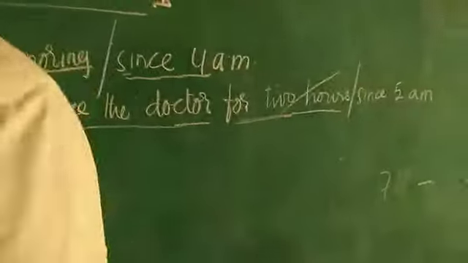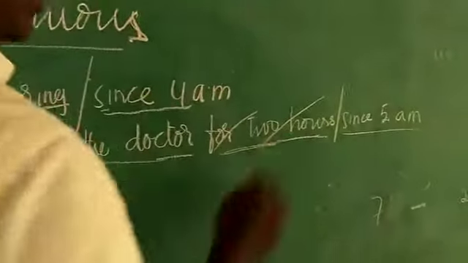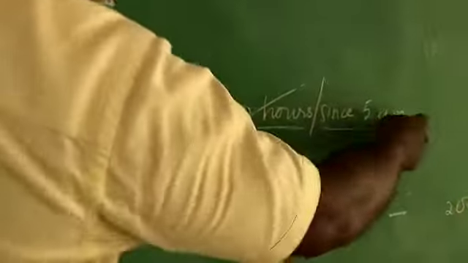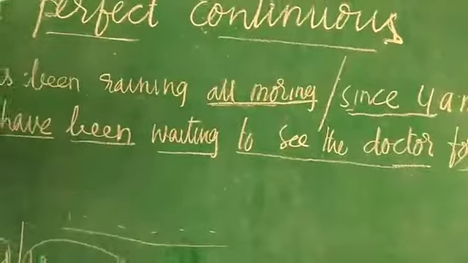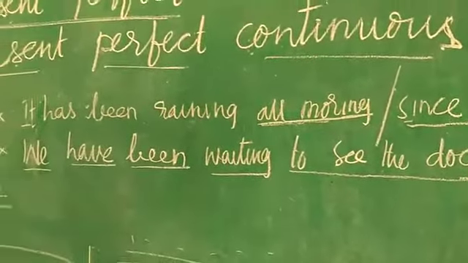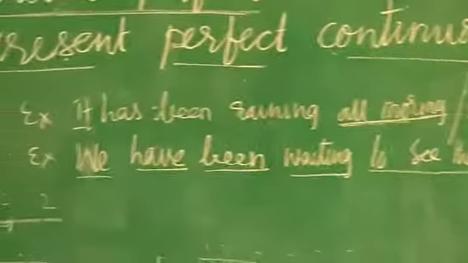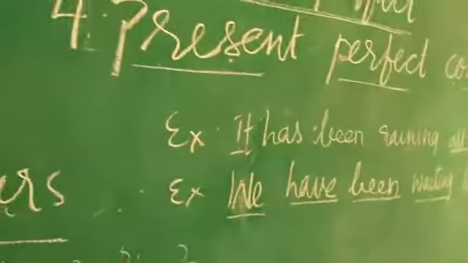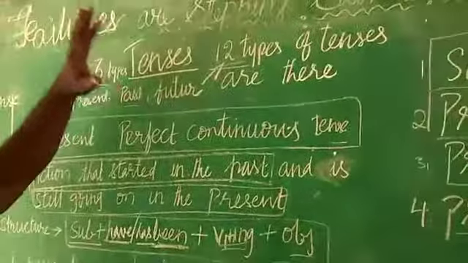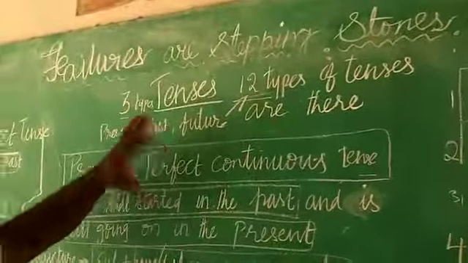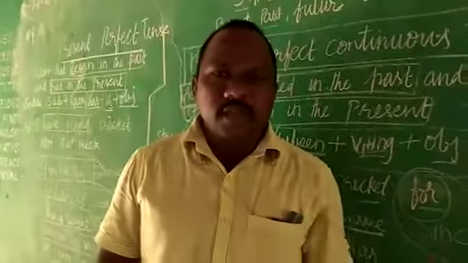If you don't want to take for 2 hours, you can say since 5 a.m. Here 5 a.m. means you are pointing to the time, that I waited there since 5 a.m. So remember that, children. If you want to write any sentence, whatever it is, it depends upon the tenses, and you should know the structure. So learn that and try to make some more sentences knowing the structure. Thank you.